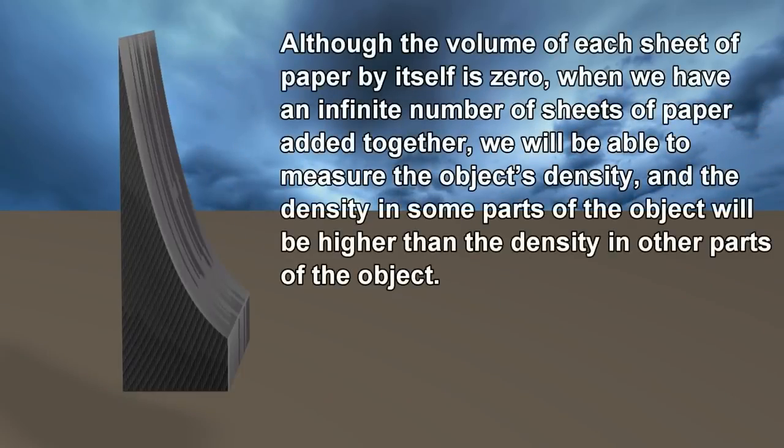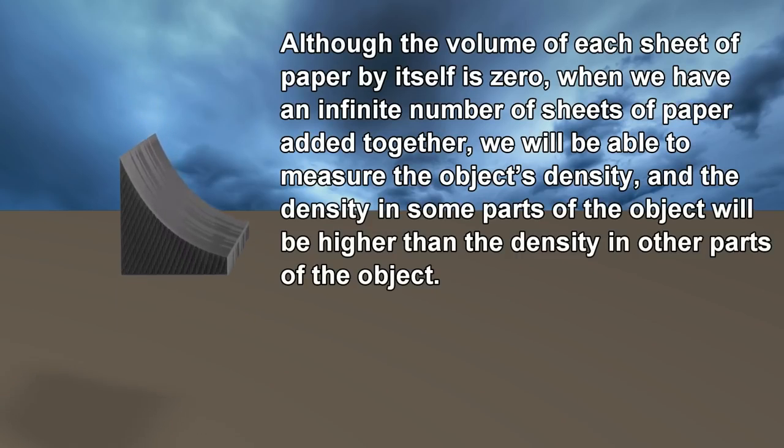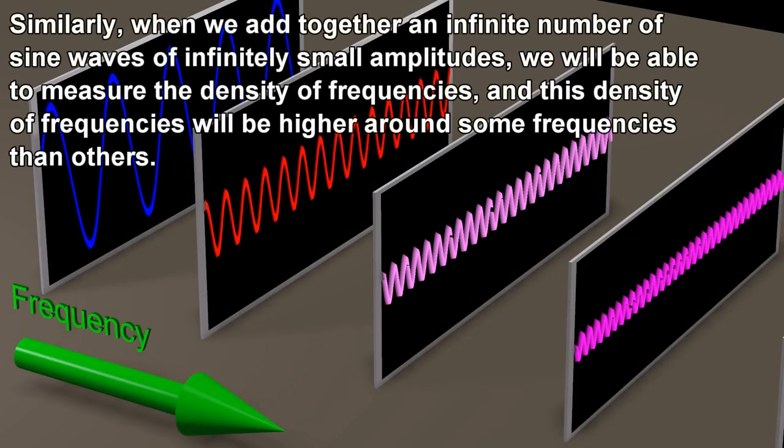Although the volume of each sheet of paper by itself is 0, when we have an infinite number of sheets of paper added together, we will be able to measure the object's density, and the density in some parts of the object will be higher than the density in other parts of the object. Similarly, when we add together an infinite number of sine waves of infinitely small amplitudes, we will be able to measure the density of frequencies. And this density of frequencies will be higher around some frequencies than others.